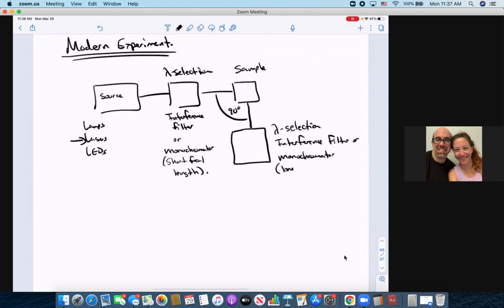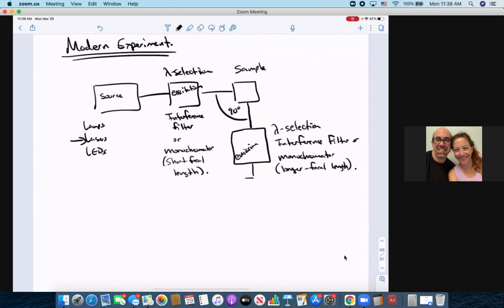This will be a longer focal length instrument. Not super long, but longer than the excitation monochromator. So we have an excitation monochromator that says excitation, and this is my emission monochromator. I need a little bit higher resolution, so I sacrifice some power in this case, right?